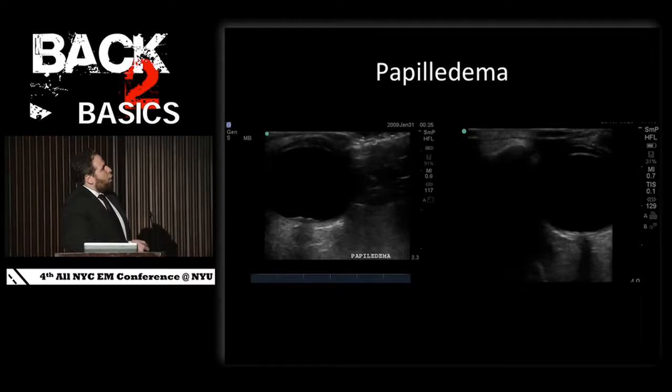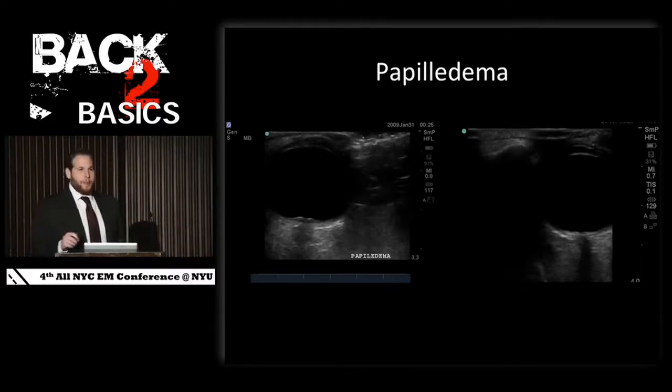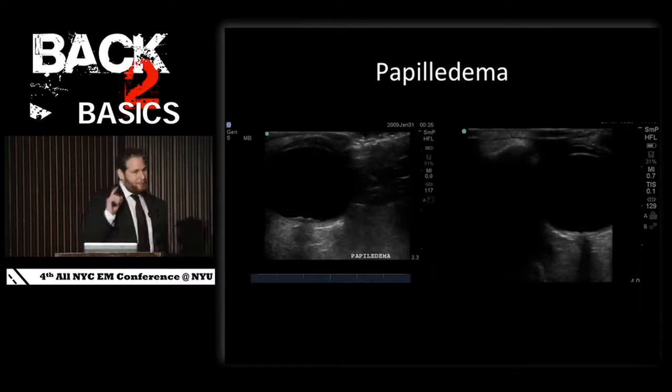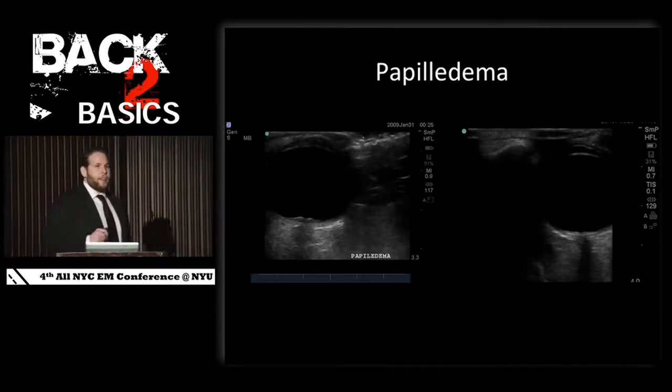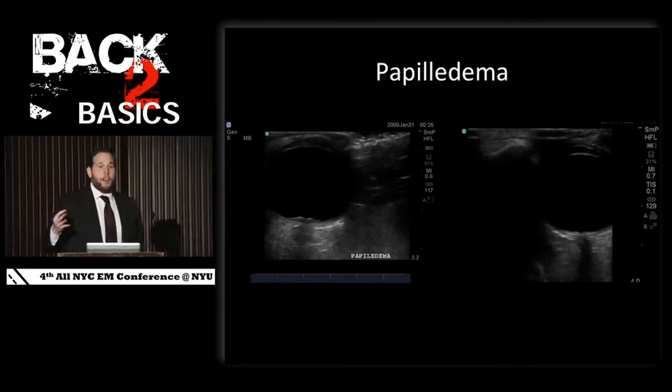This is a normal. You see how it's kind of flat here, right above the optic nerve, and then over here you see the optic nerve sheath, and you see this just raised spot right over here, and that's papilledema. I think it's a lot easier to see this than on fundoscopic exam. I'm sure there's some people out there that disagree with me, and that's if you can do a good fundoscopic exam, good on you.